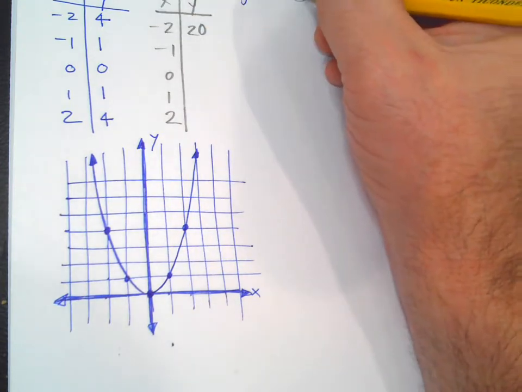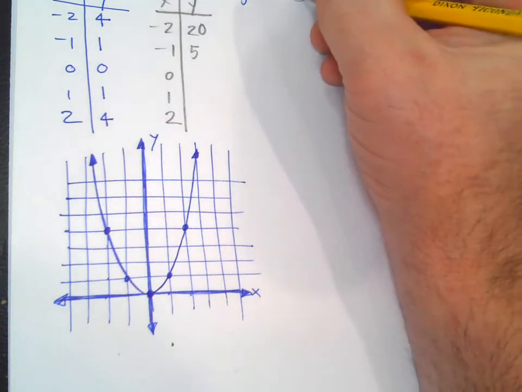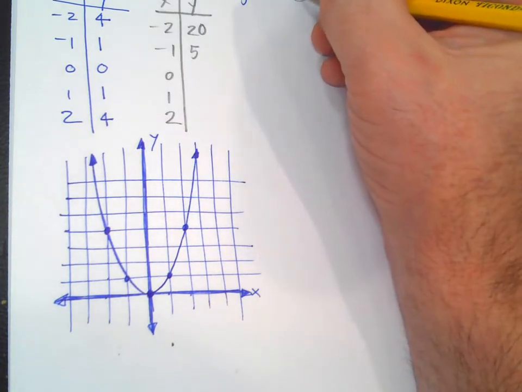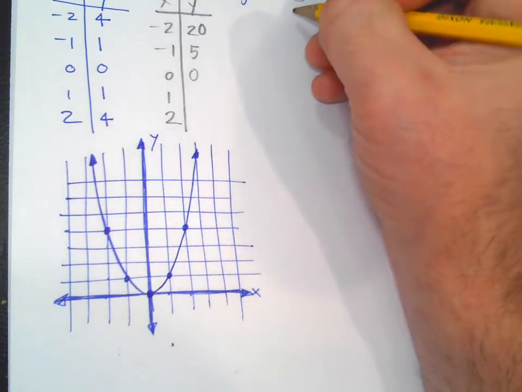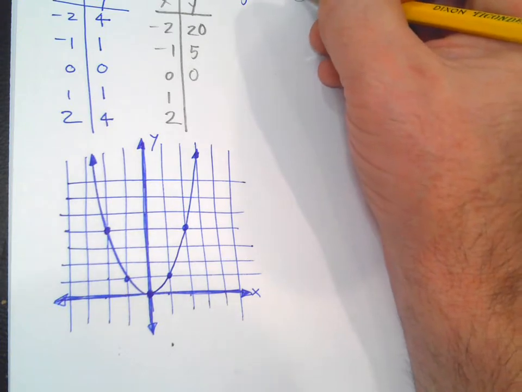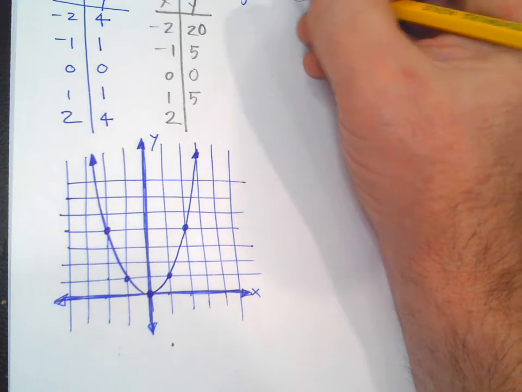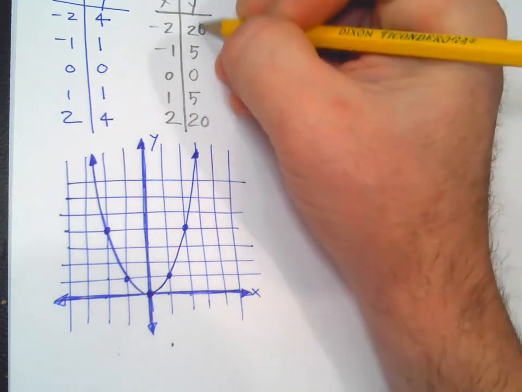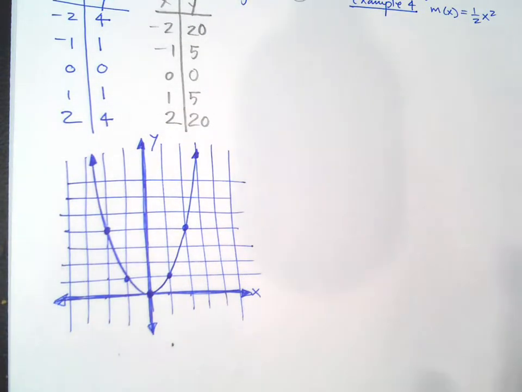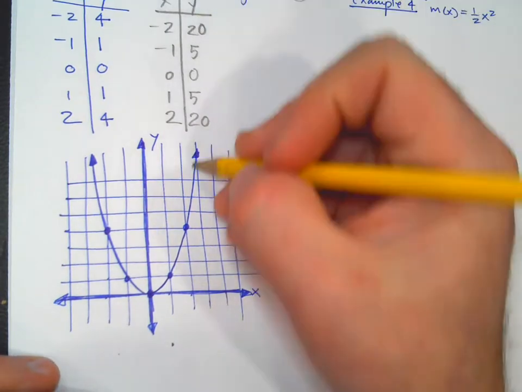-1 squared is 1 times 5 is 5. 0 squared is 0 times 5 is 0. 0 times anything is 0. 1 squared is 1 times 5 is 5. 2 squared is 4 times 5 is 20. And you're going to usually see a pattern here where you're getting the same values on both sides. So let's graph these on this.